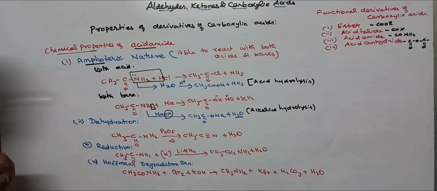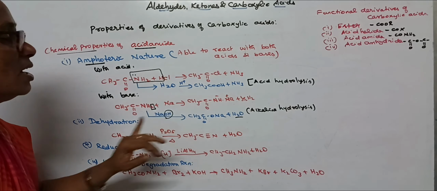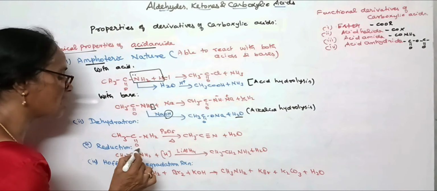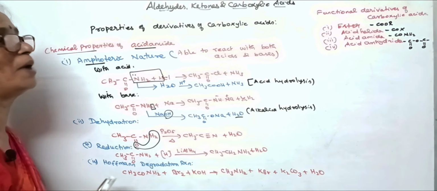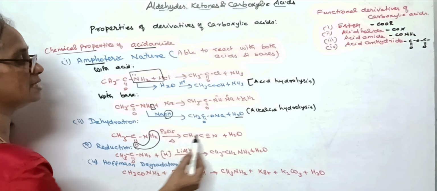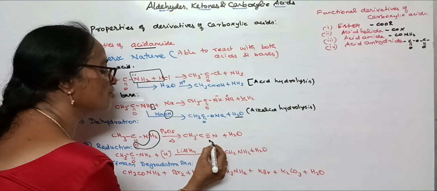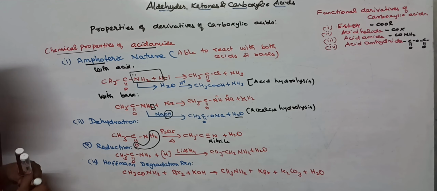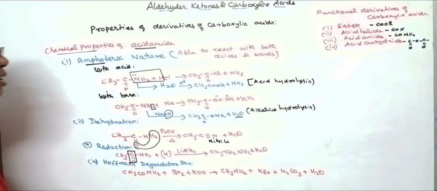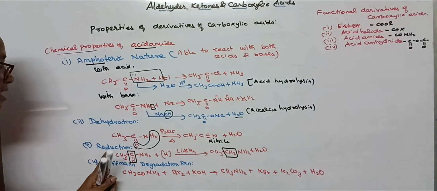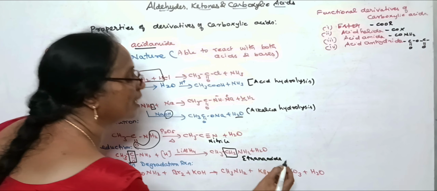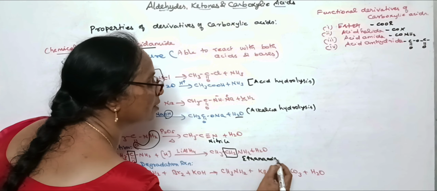The next one, dehydration reaction. When amide is strongly heated with phosphorus pentoxide, a dehydrating agent, there is a loss of a water molecule between the carbonyl group and the amine group. This carbon and nitrogen get a triple bond. So nitriles are formed upon dehydration. Reduction: the CO group is converted into a CH2 group. So amides are reduced to amines, and we get ethane amine. So amines are formed by the reduction of amide.